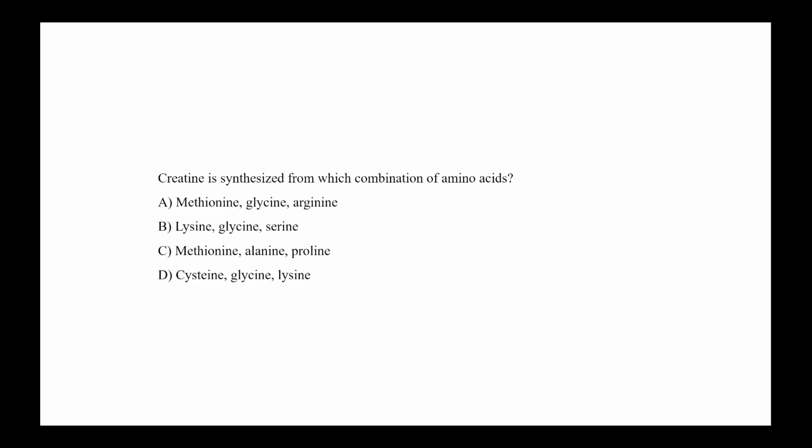Creatine is synthesized from which combination of amino acids? Option A, methionine, glycine, arginine. Option B, lysine, glycine, serine. Option C, methionine, alanine, proline. Option D, cysteine, glycine, lysine.